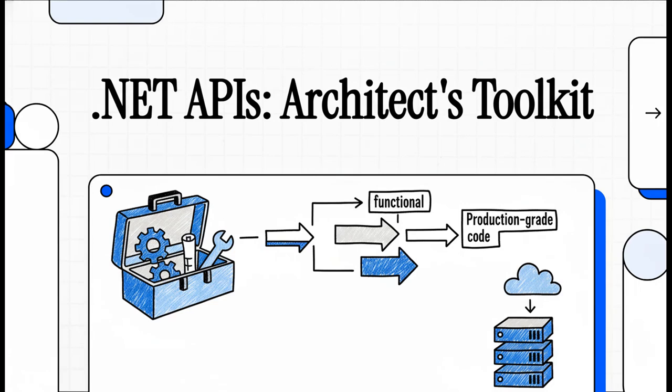Have you ever wondered what it really takes to go from writing .NET code that just works to building APIs that are truly professional, the kind that are ready for production? Well, today we're going to open up the Architect's Toolkit and find out exactly that.